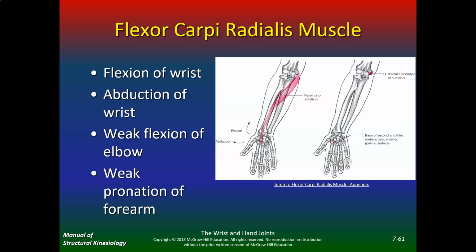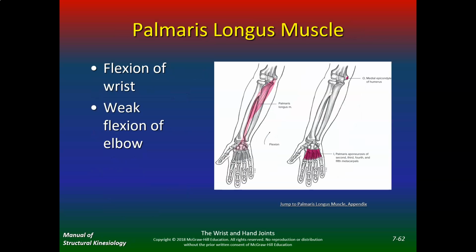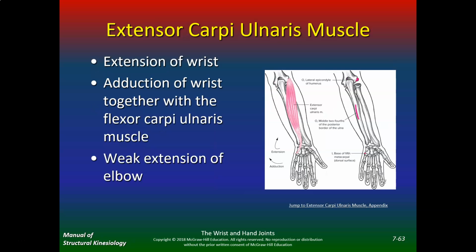So now you're saying, okay, what does each individual muscle do? And there's a ton of muscles in here, so just make sure you know the actions. Again, I'm not too interested in the origin and insertion unless I put it specifically on a study guide. Flexor Carpi Radialis: flexion of the wrist, abduction of the wrist, weak flexion of the elbow, weak pronation of the forearm. Palmaris Longus: flexion of the wrist, weak flexion of the elbow. Extensor Carpi Ulnaris: extension of the wrist, adduction of the wrist, weak extension of the elbow.